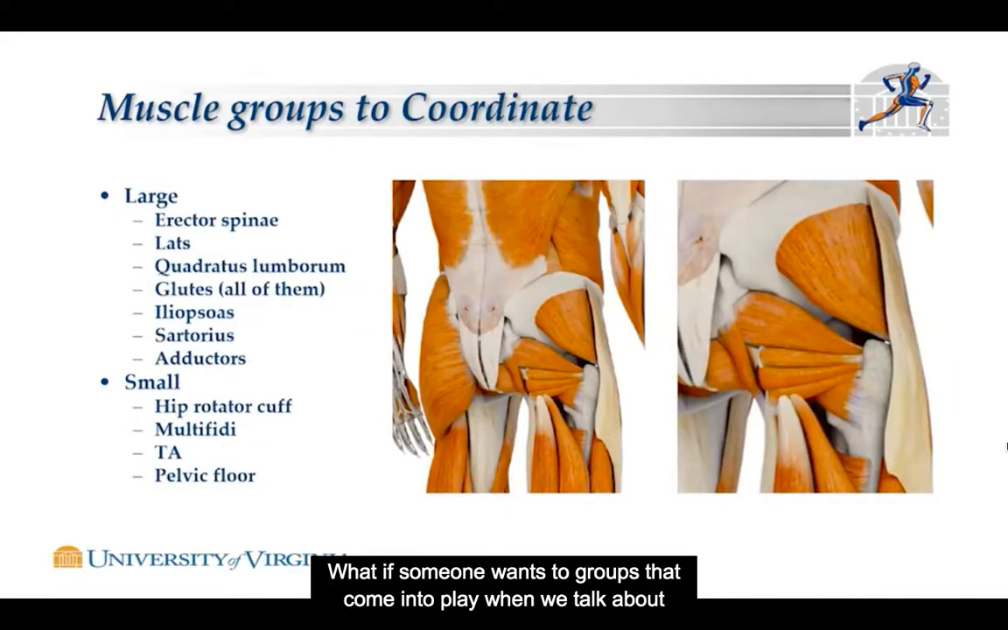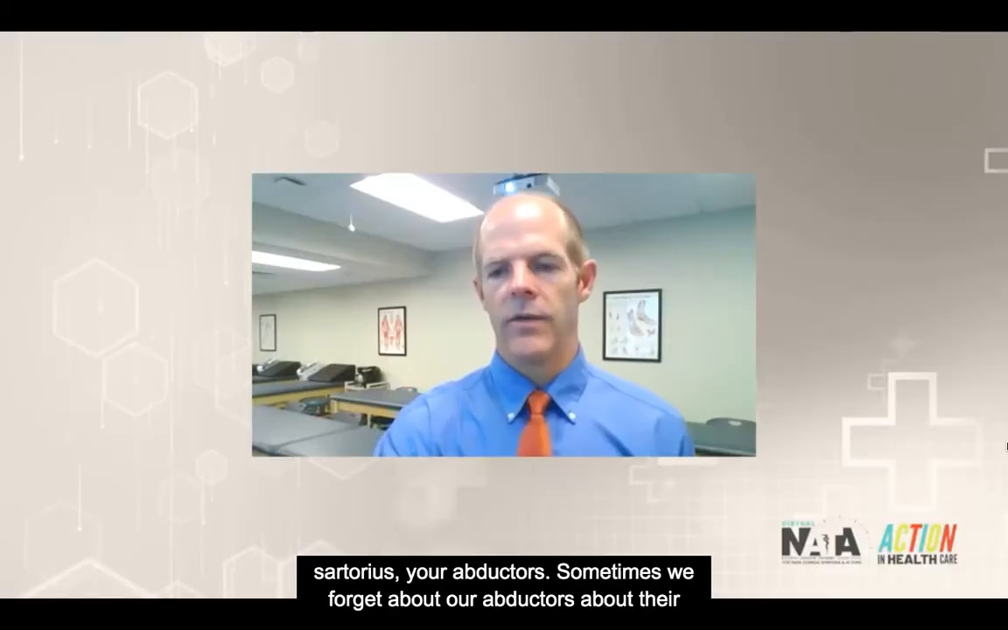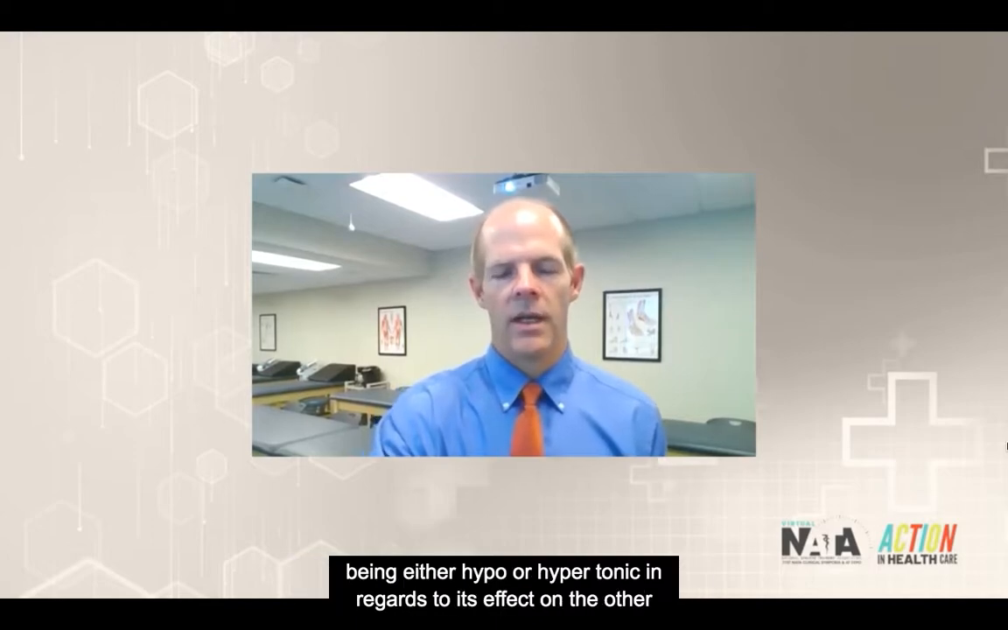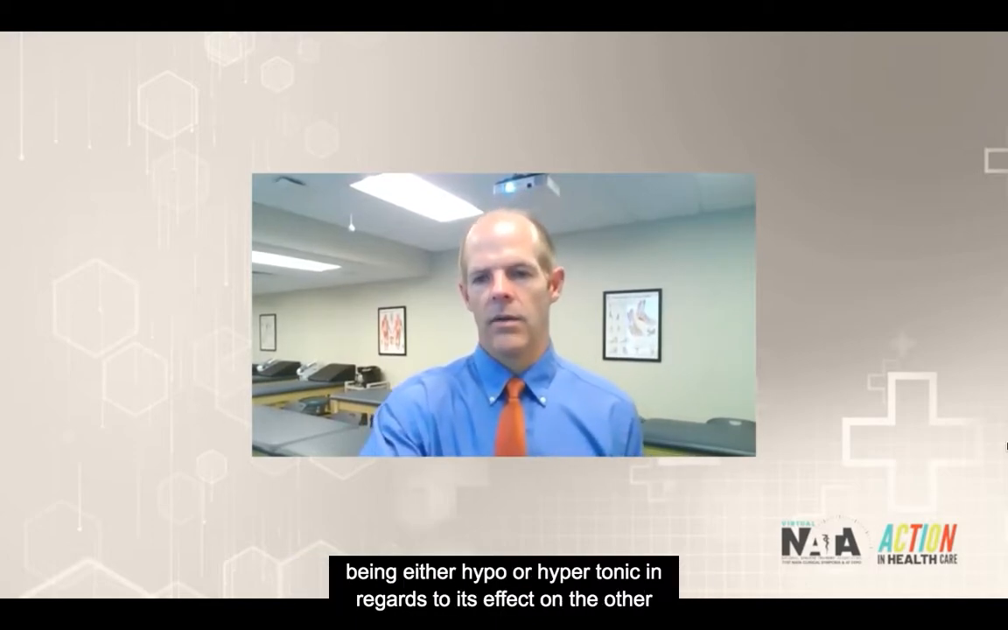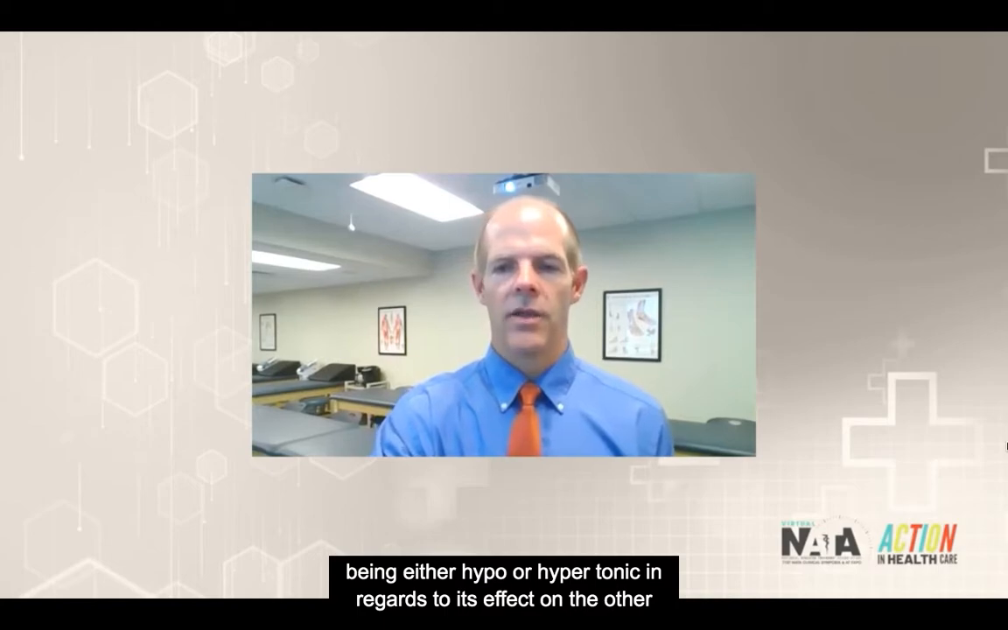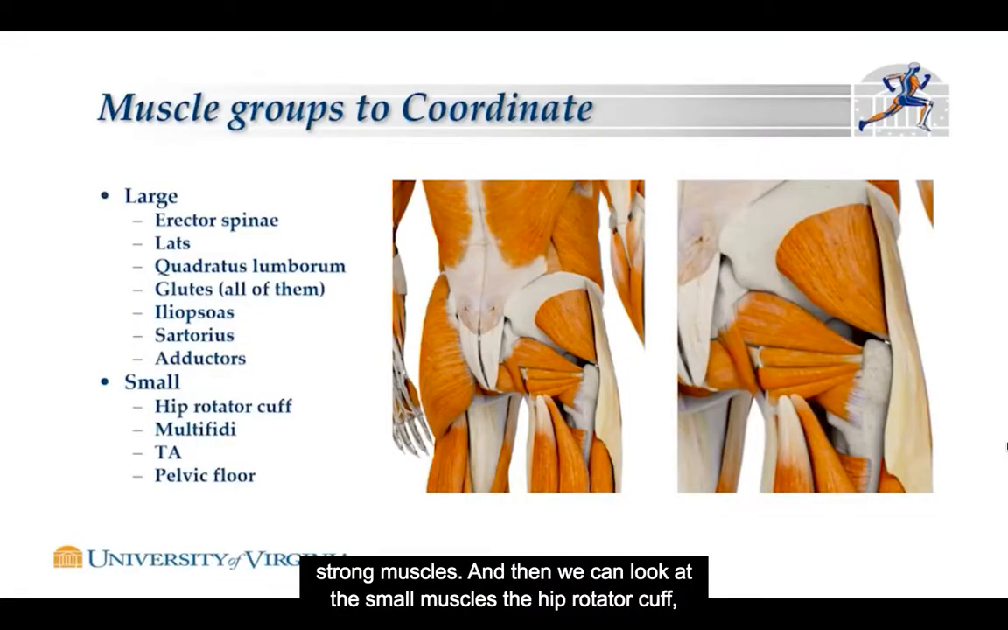What are some of the muscle groups that come into play when we talk about proximal stability or functional stability as well? We can look at all these. We have the larger muscle groups such as your erector spinae muscle group, the latissimus dorsi, quadratus lumborum, your glutes, your iliopsoas, your sartorius, your adductors. Sometimes we forget about our adductors, about their being either hypo- or hypertonic in regards to their effect on the other surrounding muscles. And then we can look at the small muscles: the hip rotator cuff, such as your deep six external rotators, the multifidi, the transverse abdominis, and your pelvic floor.